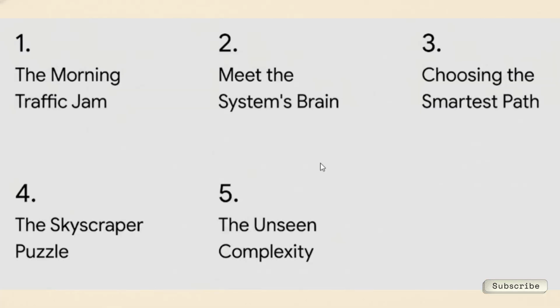To figure this out, we're going to break it down. First, we'll look at the morning traffic jam and see why a simple system just completely fails. Then, we'll meet the system's brain. After that, we'll explore how it picks the smartest path. We'll tackle the skyscraper puzzle. And finally, we'll really appreciate all the unseen complexity that's going on.